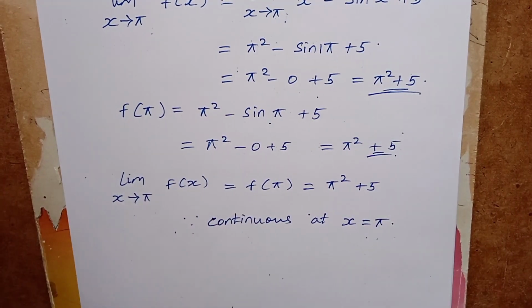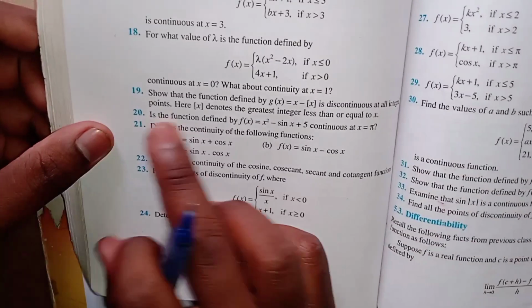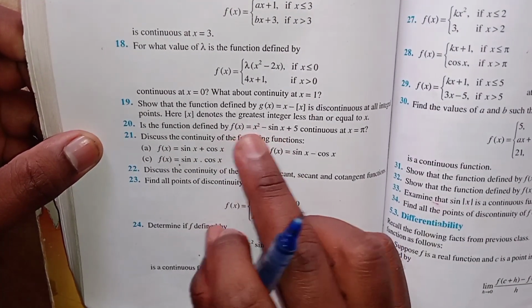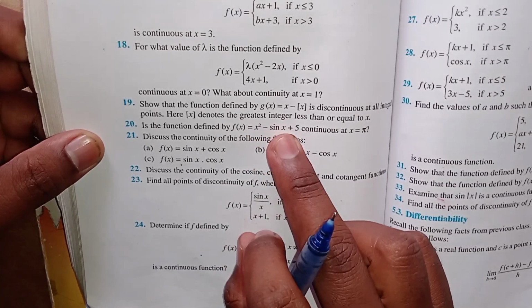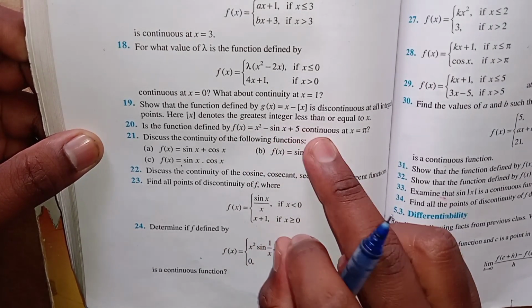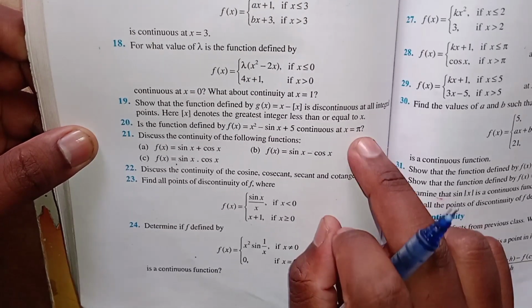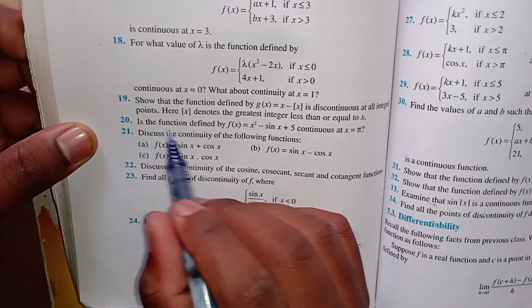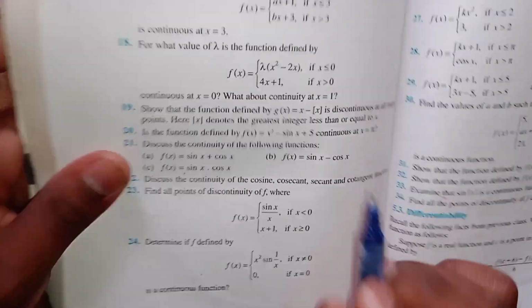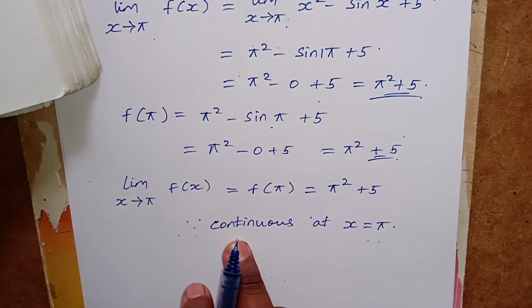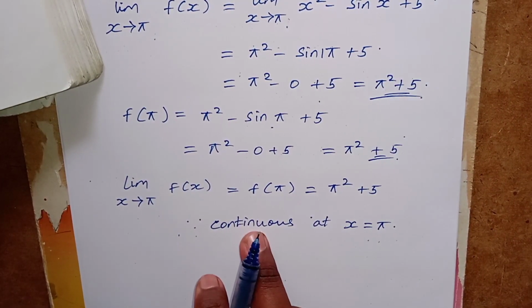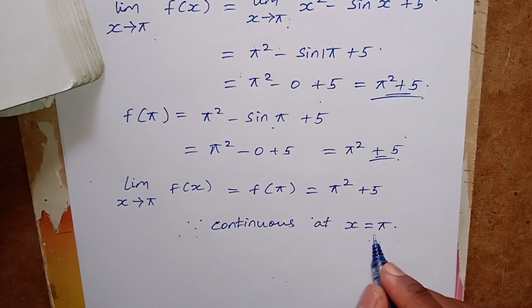The function defined by f of x is equal to x squared minus sin x plus 5 is continuous at x is equal to pi. Check whether the given function is continuous or not. Here we have proven that it is continuous. I hope you all understood question number 20.